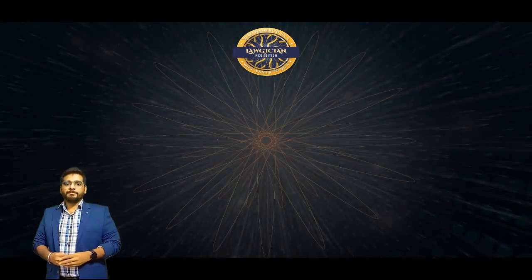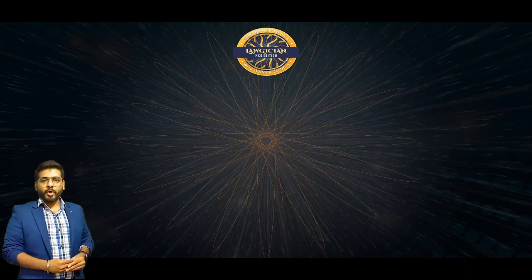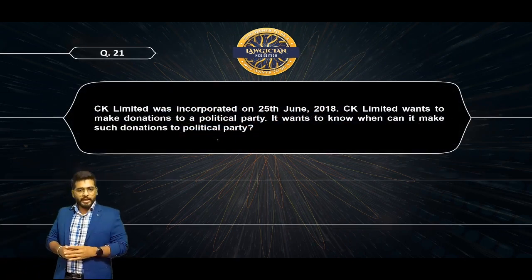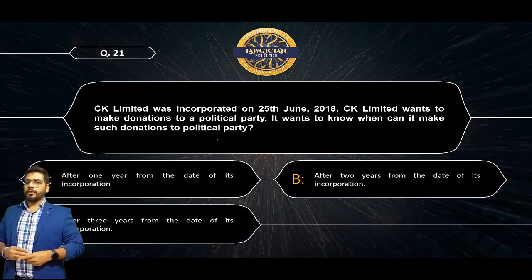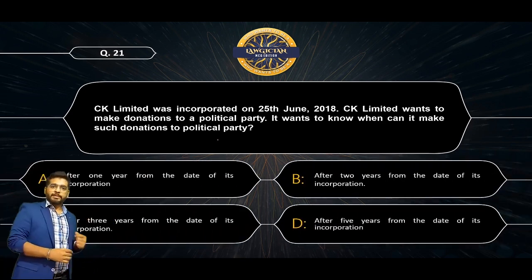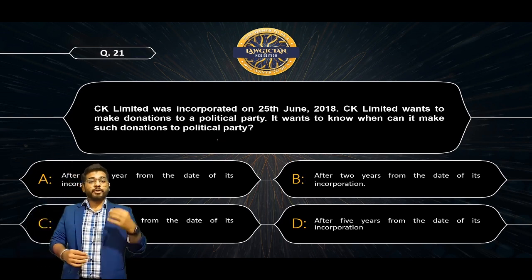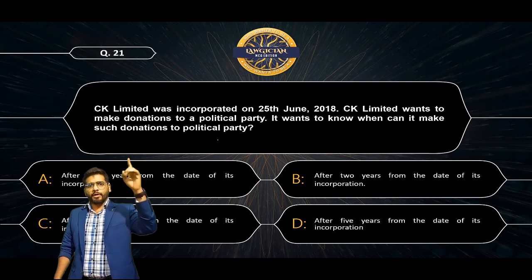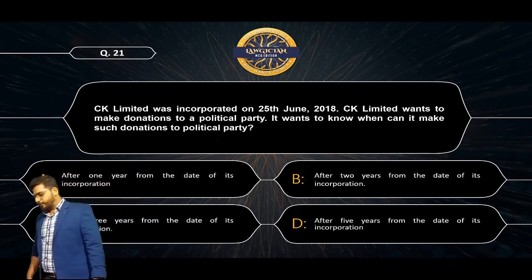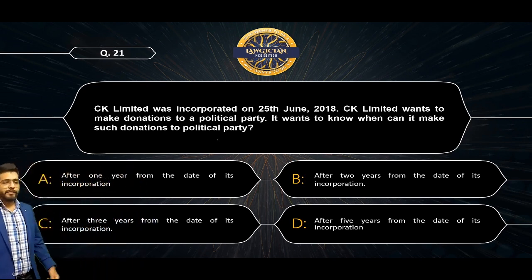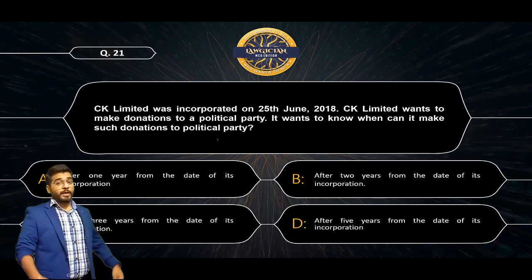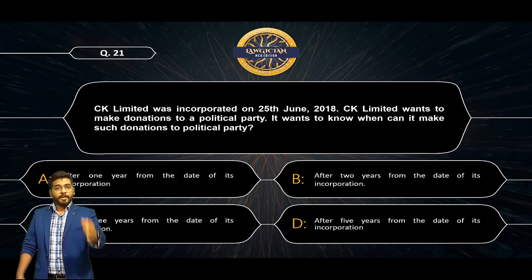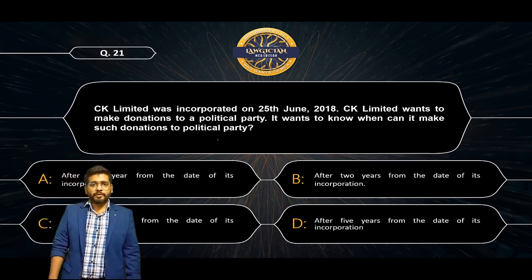Question number 21 coming up on your screen. CK Limited was incorporated on the 25th of June 2018. CK Limited wants to make donations to a political party. Try to recollect: donations to a political party fall under which chapter, which section? Yes, of course, it is the directors chapter. I already told you at the beginning of this video itself. So that's not going to be a problem. It falls under which section?